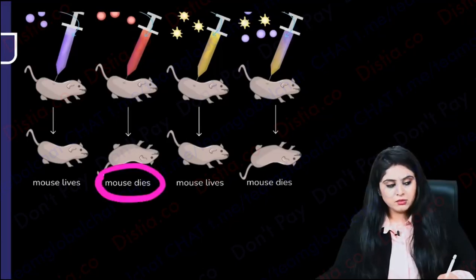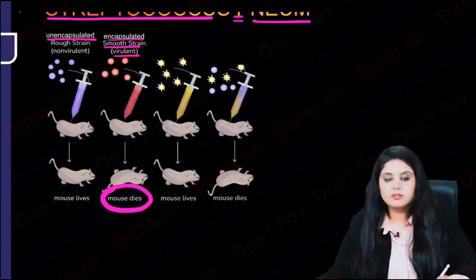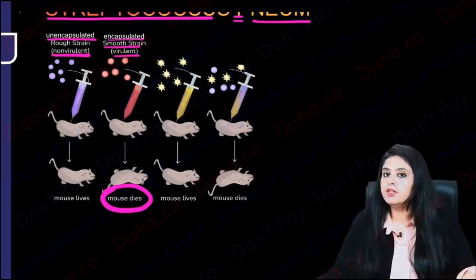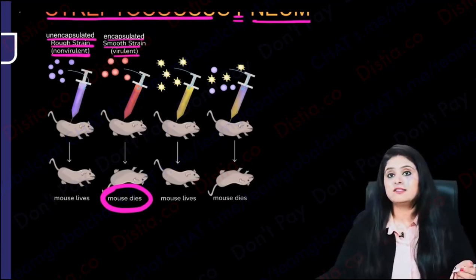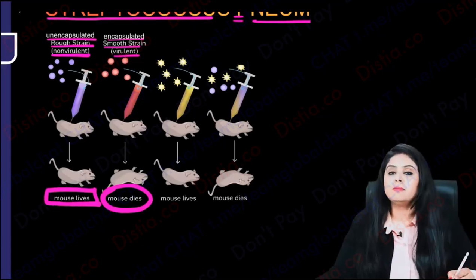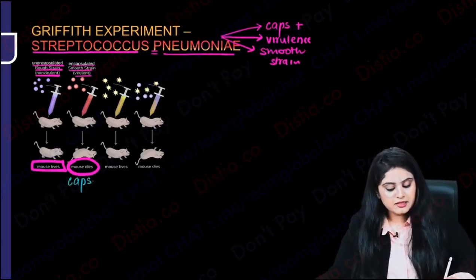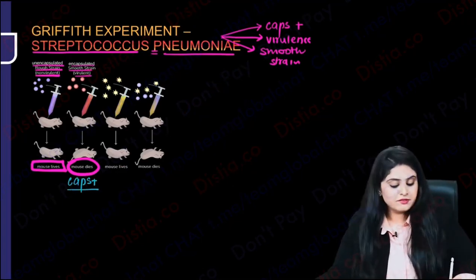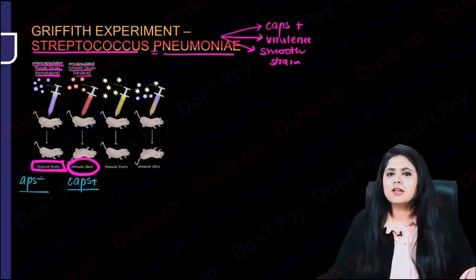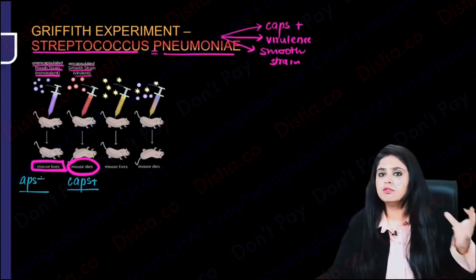If I inject it, the mouse is going to die, right? On the other hand, if I put an unencapsulated strain, if I remove the capsule, the virulence is gone. This means the bacteria's life is going to be very tough and rough now, and when virulence is not there, the mouse will live. So we have ultimately realized that if the capsule is there, the bacteria will be able to kill the mouse. If the capsule is not there, the bacteria will not be able to kill the mouse. This was understood: capsule is there, virulence is there, mouse will die. Capsule is not there, virulence is not there, mouse will not die.